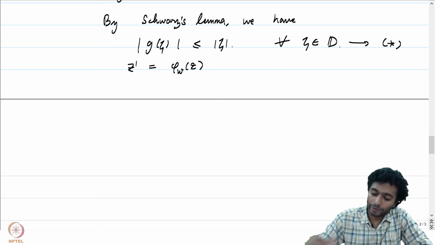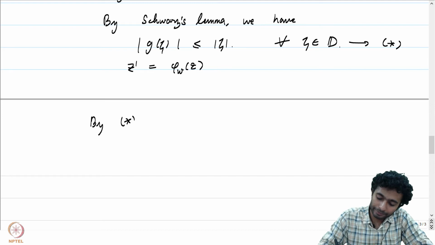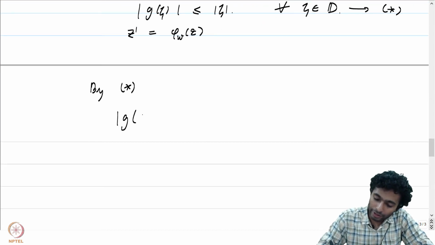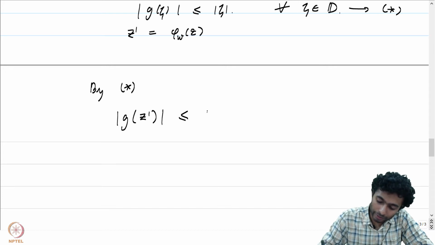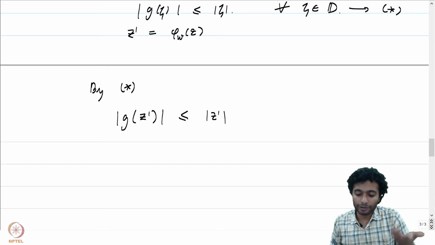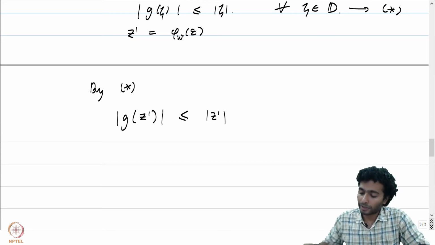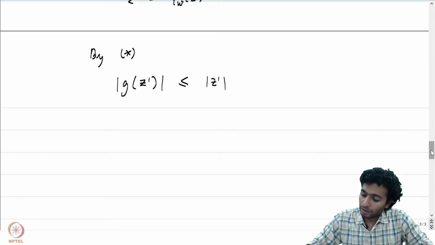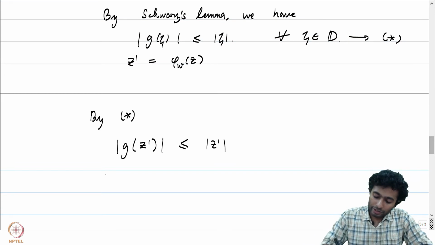So star is going to give us the absolute value of G of Z prime, which is less than or equal to the absolute value of Z prime. Notice that for Z in D, phi W of Z is also going to be in D, so Z prime in particular is going to be in D, and this is satisfied by our function G. But what does that mean? What is G of Z prime?